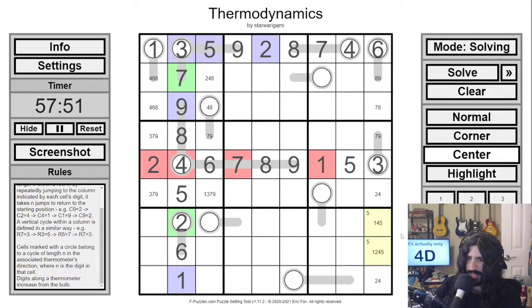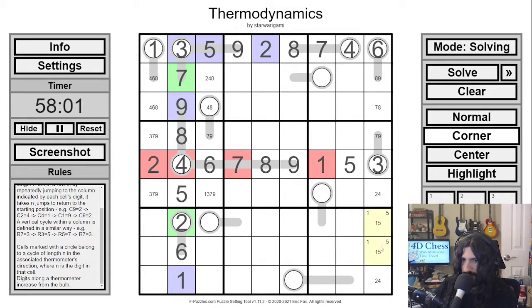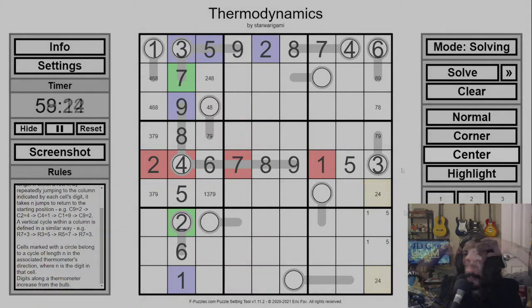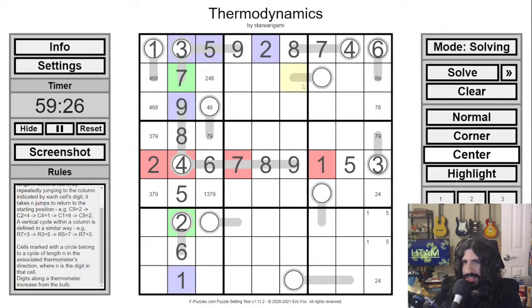Which means that these can't be 2 or 4. So I have a 1-5 pair here. So the other one of these is a 5, whichever one isn't. And these two are like a 2-4 pair. I hope I did that right. Okay, we can bring this down to 4 options.